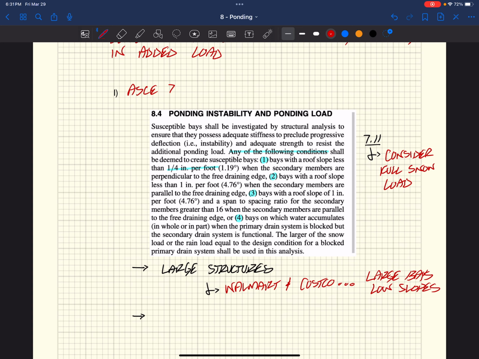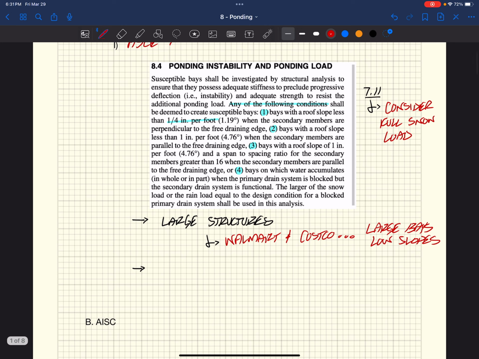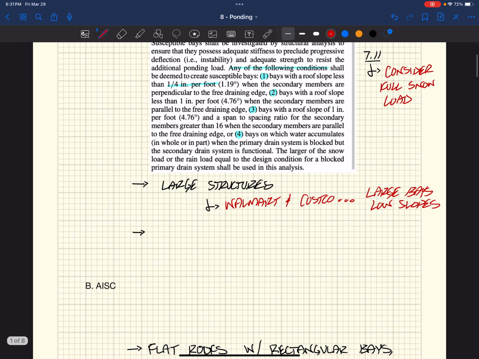And so ASCE 7, as I mentioned, has our two considerations: Chapter 8, which is for rain load, and 7 for snow. This last piece here, I'll say, is not done as much as probably should.